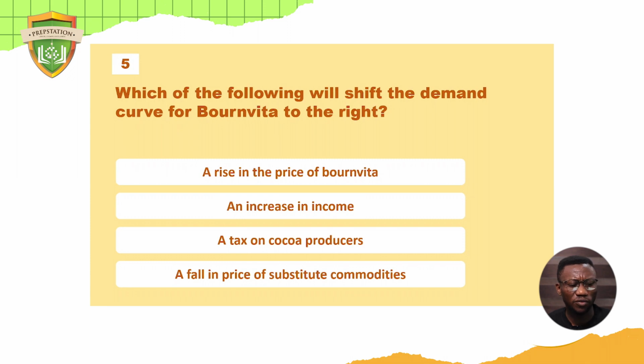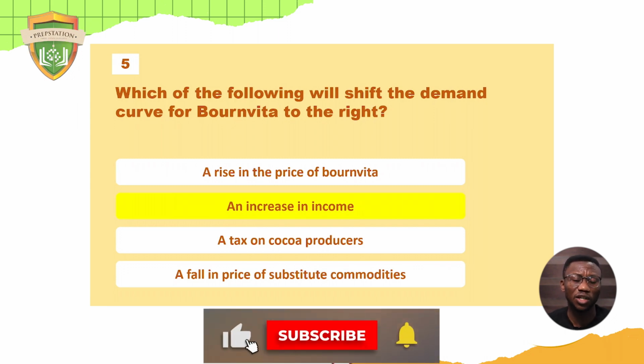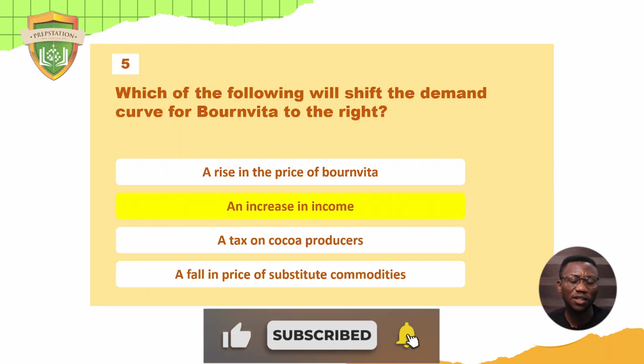A rise in the price of Bonvita, do you think that would happen? An increase in income of the consumer, maybe. A tax on cocoa producers, do you think that would be the answer? A fall in the price of substitute commodities. Well, the answer, of course, is an increase in income. Don't forget, I told you, price is the main factor that determines demand, but it's not the only factor. When price remains the same and other factors change, then there will be a shift in demand.